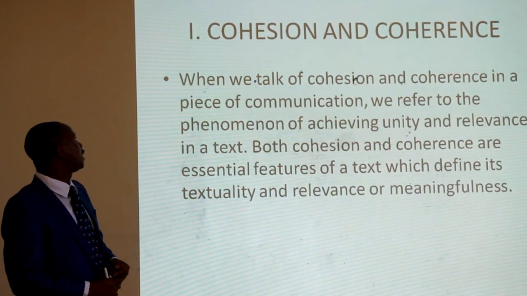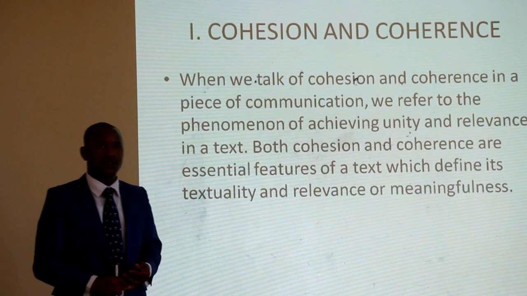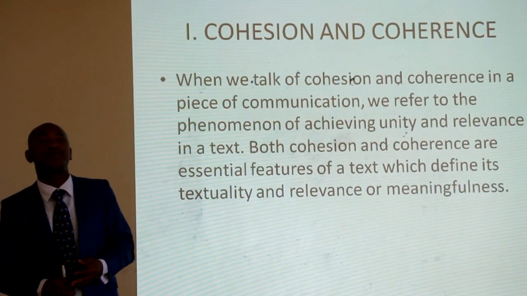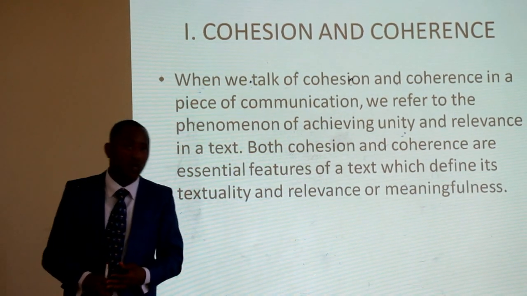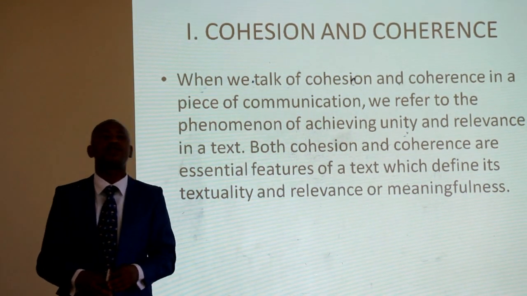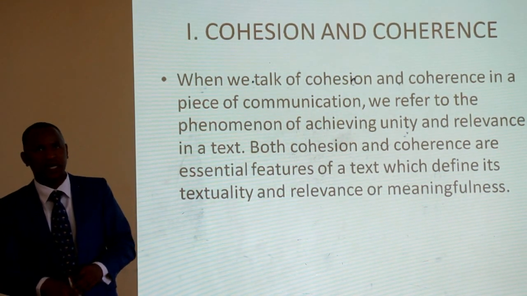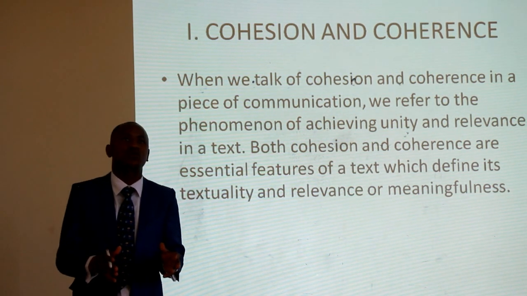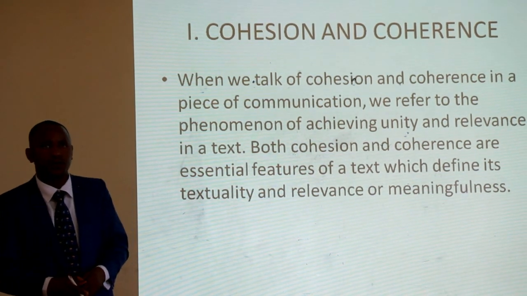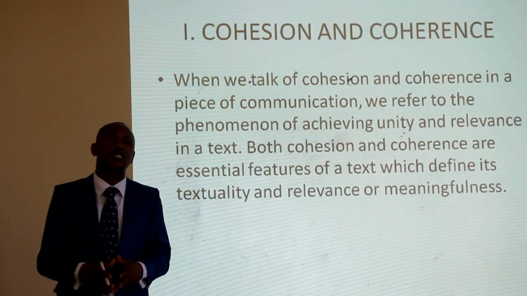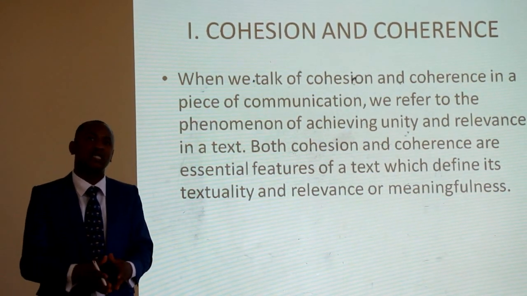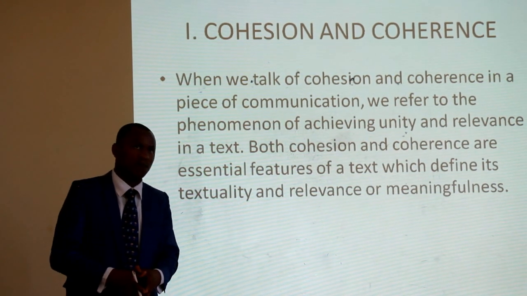To begin with the aspect of cohesion and coherence. When we talk of cohesion and coherence in a piece of communication, we refer to the phenomenon of achieving unity and relevance in a text. Achieving unity and relevance in a text is what is referred to as cohesion and coherence. Both cohesion and coherence are essential features of a text which define its textuality and relevance or meaningfulness.